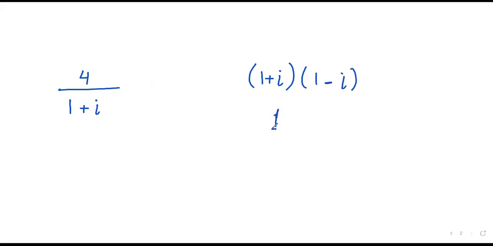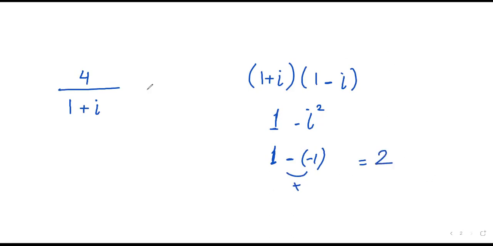If I want to simplify 4 over 1 plus i, we multiply 1 plus i by its conjugate, which is 1 minus i. So you multiply 1 by 1, which is 1, and multiply the second by the second, it's negative i squared. So it's 1 minus, and i squared is negative 1. So 1 minus negative 1 will be positive, so it's 2.